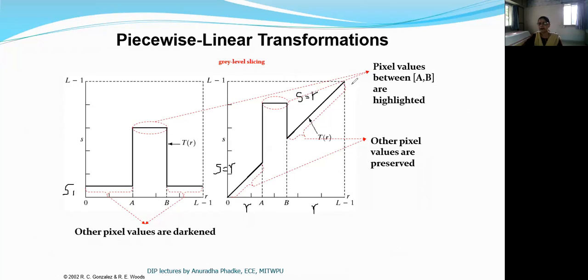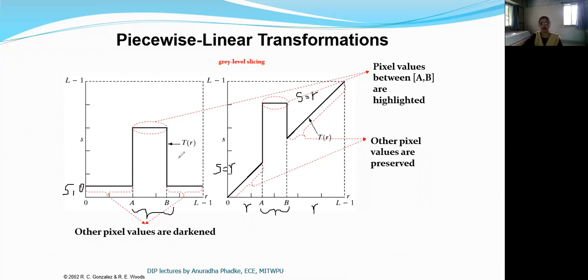By this identity relation, background is preserved. We are not at all modifying all other pixels which are outside the range A to B. So this is also gray level slicing, but it preserves the background, whereas in the first case, we are not preserving the background. All the object pixels in the range A to B, we are highlighting by a bright value, and all the pixels outside the range A to B, we are making them very dark or 0.